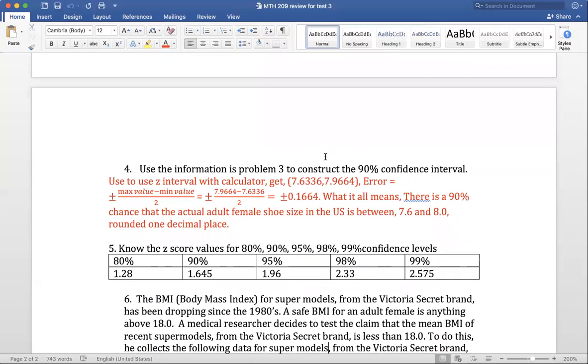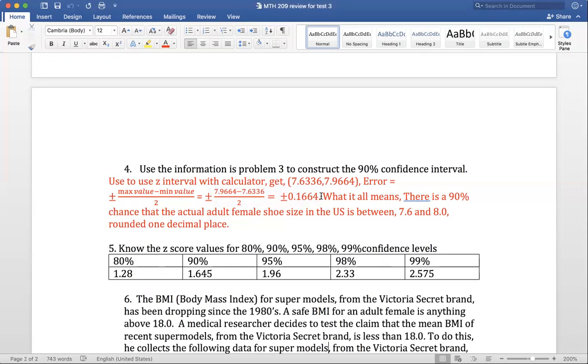And again, calculating the confidence interval. For the 90% confidence interval, we use a z-interval and get 7.6336 to 7.9664. For the error, same idea as above: max minus min divided by 2. And that gives us plus and minus 0.1664.